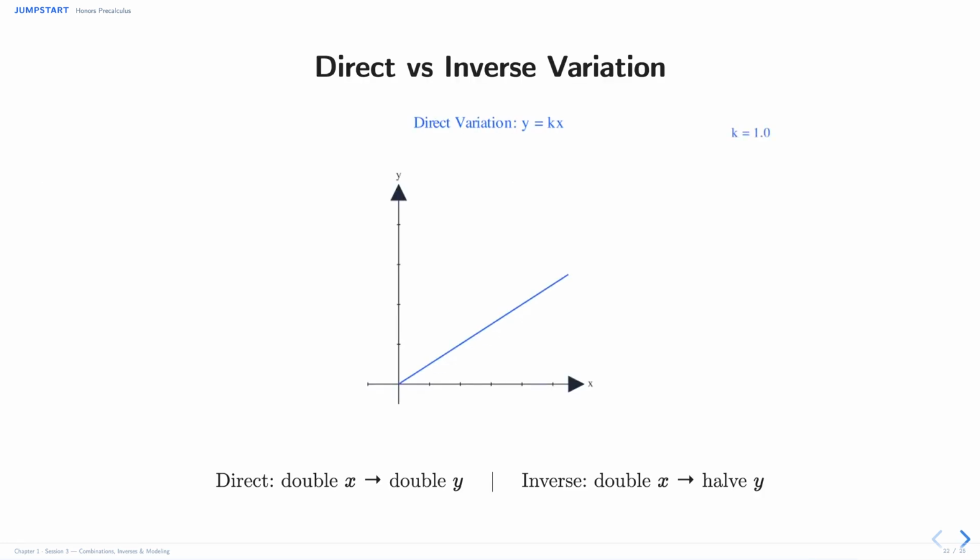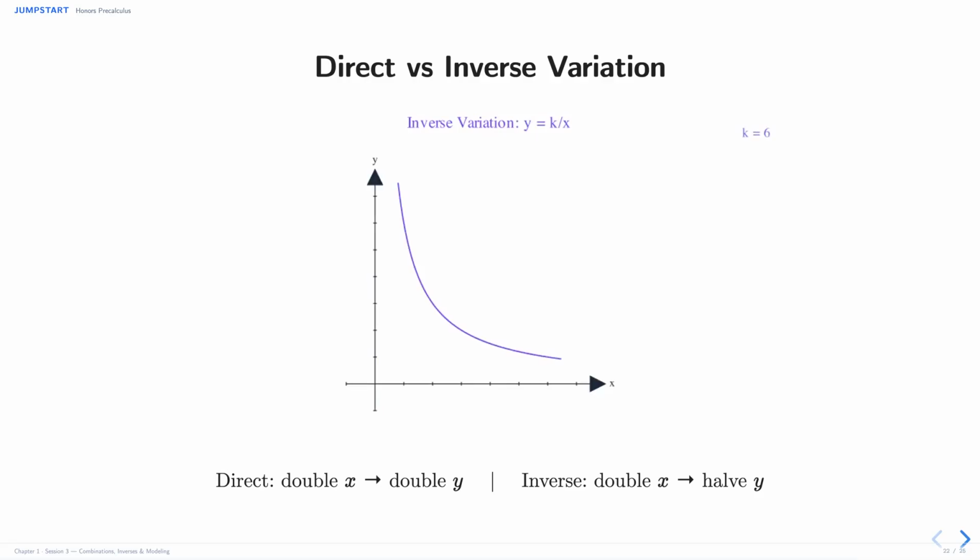To differentiate between direct and inverse variation, remember that in direct variation, doubling x results in doubling y. In contrast, in inverse variation, doubling x results in halving y. This relationship can be visualized in their respective graphs: a straight line through the origin for direct variation and a hyperbola for inverse variation.